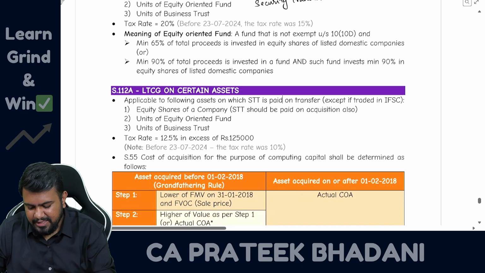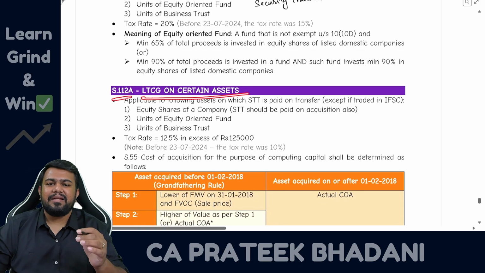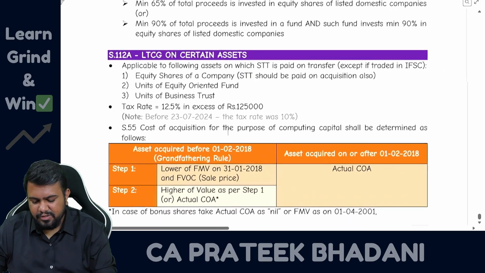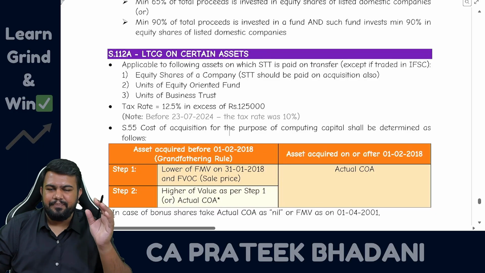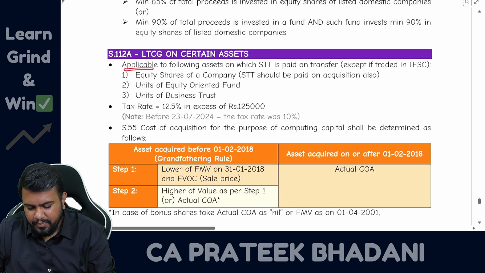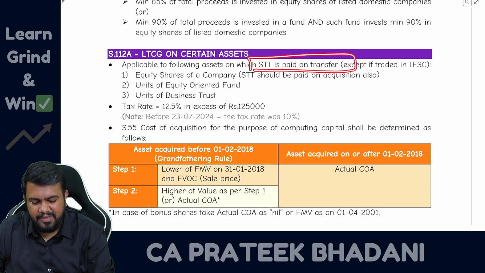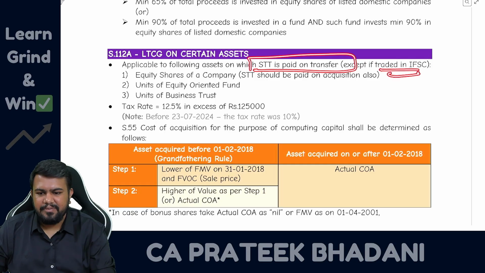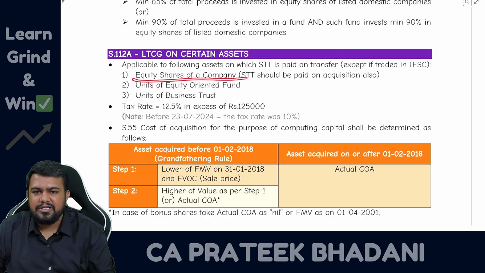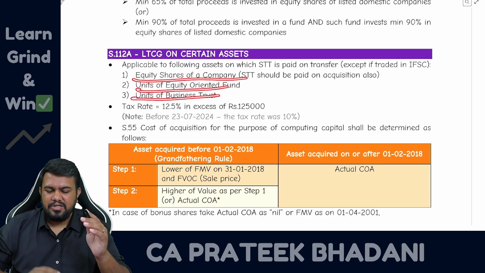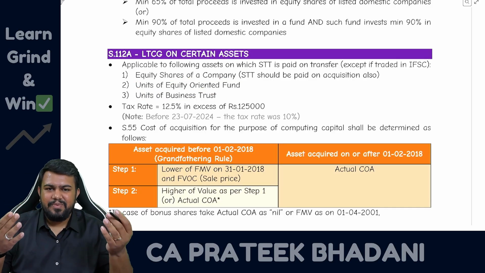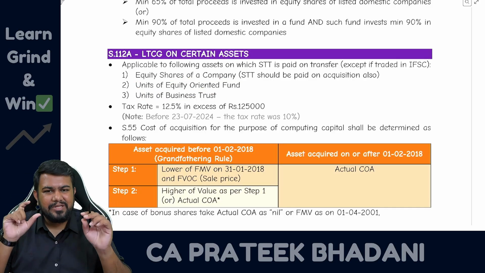Now let's talk about section 112A, long term capital gain on certain assets. This section is similar to 111A. It is applicable on the following assets on which STT has been paid on transfer, except IFSC. So what are the assets? Equity shares of a company, units of equity oriented fund and units of business trust.